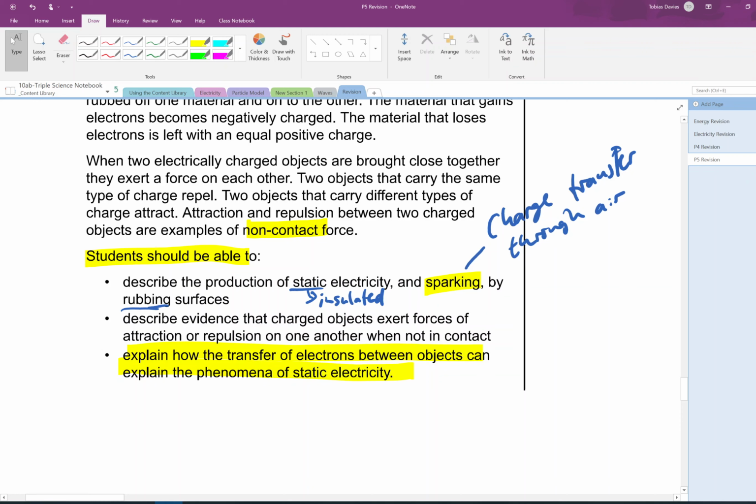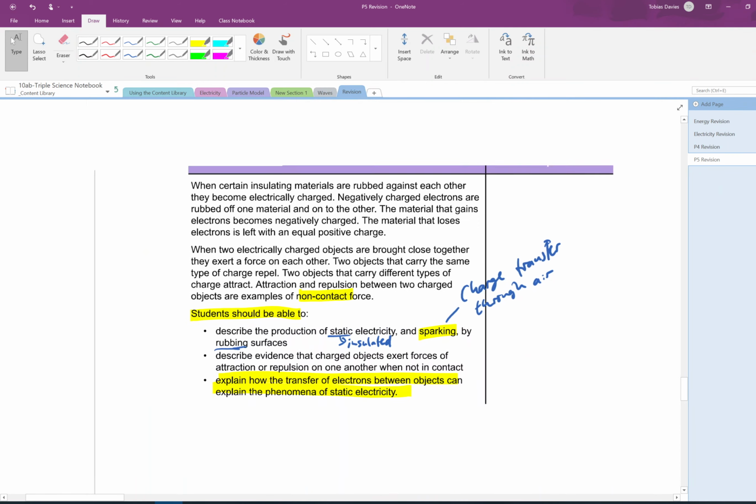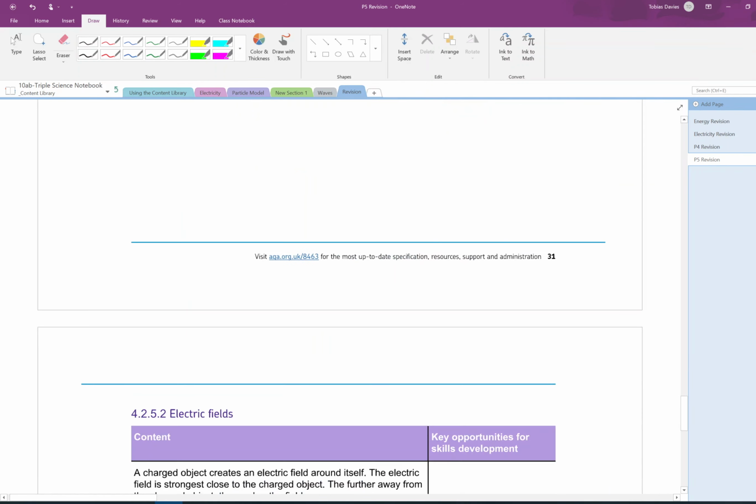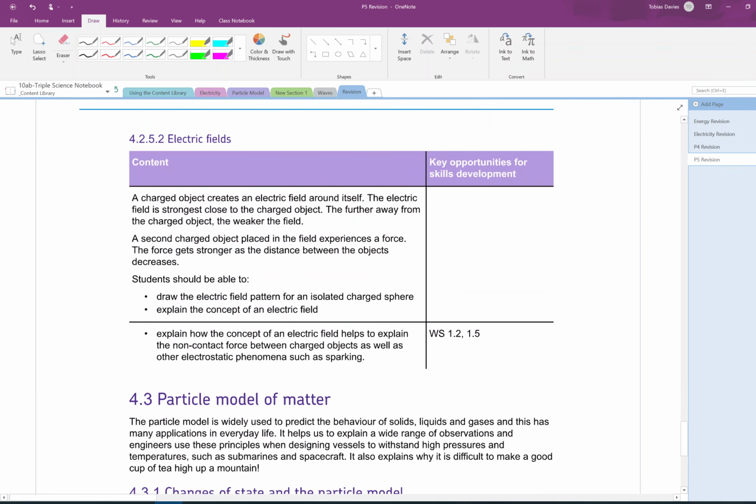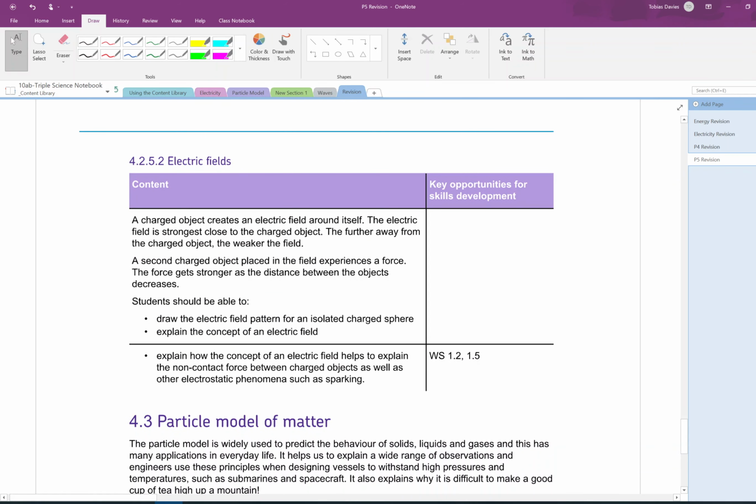So attraction and repulsion is a non-contact force, which means it operates over a distance. It doesn't have to be in contact like a push or a pull. And that's fairly straightforward. And then there's a little bit on electric fields as well.